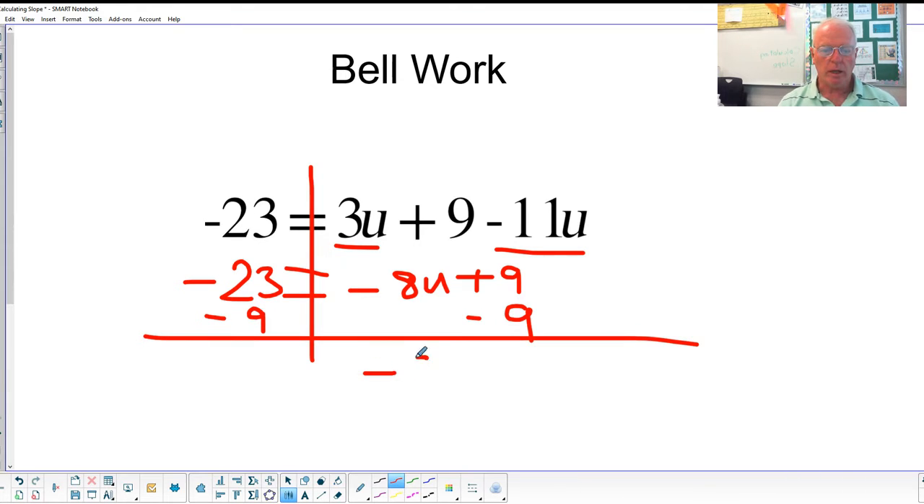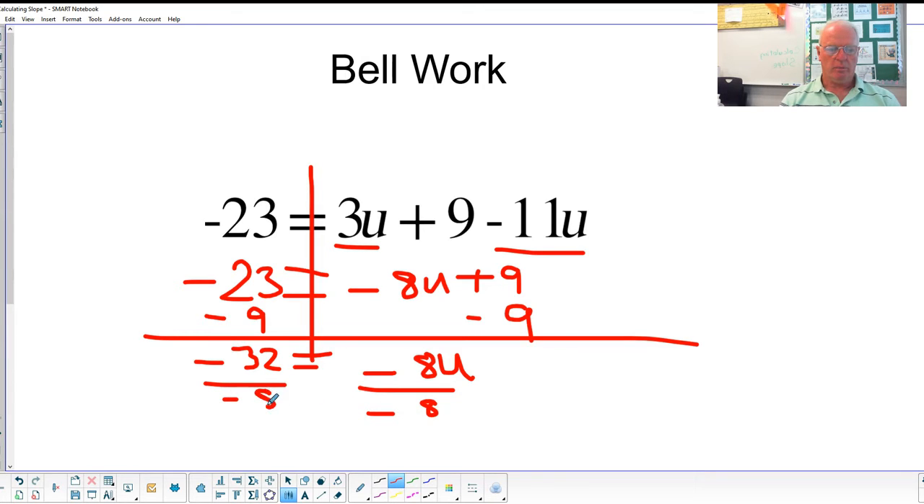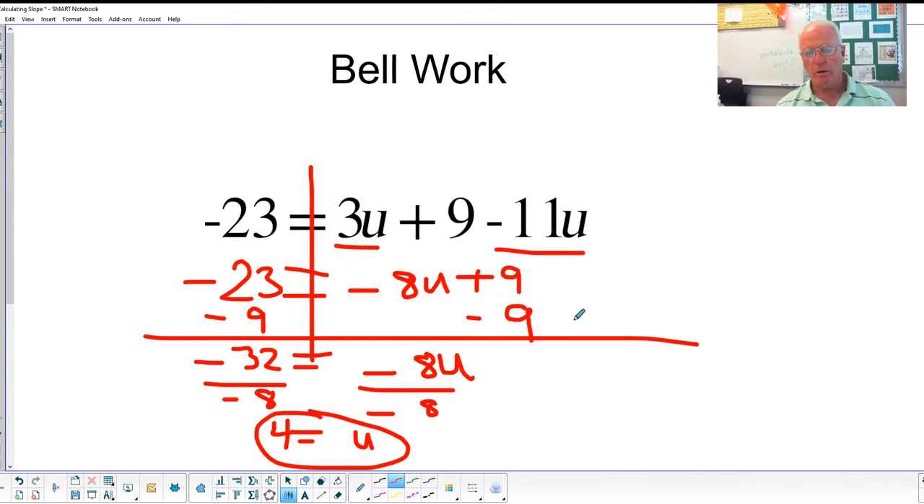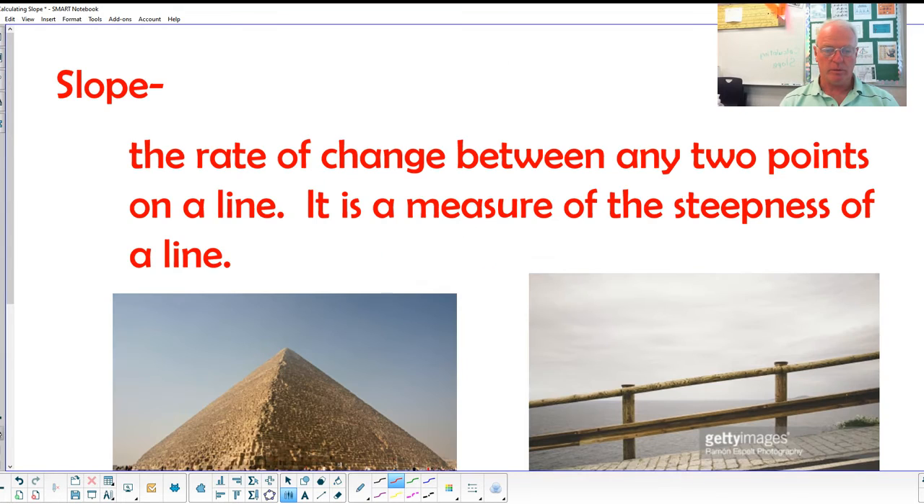And that will leave us with negative 8u is equal to negative 23 minus 9, which was negative 32. I like those numbers because I know 8 will go into 32. So when I divide both sides by negative 8, I end up with u equals 4. So that's how we solve a more advanced inequality or equation problem that's got a couple of variables where you have to collect the like terms.